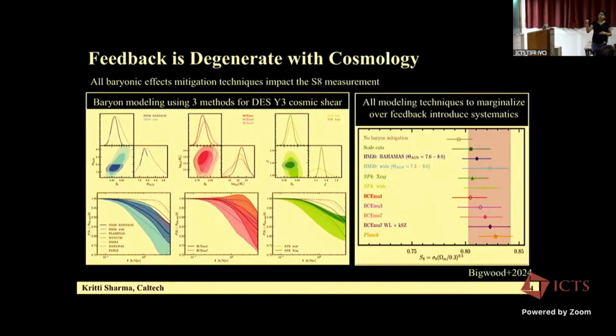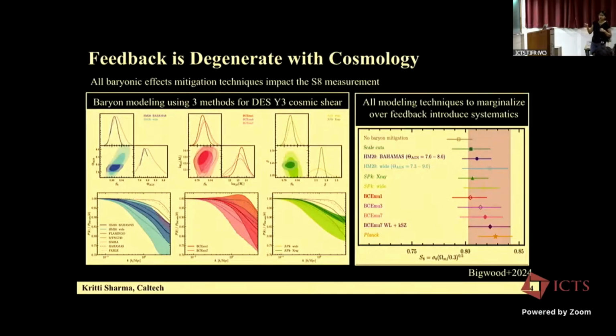And if you look at S8 tension really, here the bottom point is for the Planck measurement. If you don't use any baryon mitigation techniques in cosmic shear or weak lensing analysis, then this is your expected measurement. And this is your observed S8 tension, where you can see that this is like an order 1 to 2 sigma result, that there is some tension. But then again, depending on how you model your feedback in terms of your matter power spectrum, you could be all over the place.